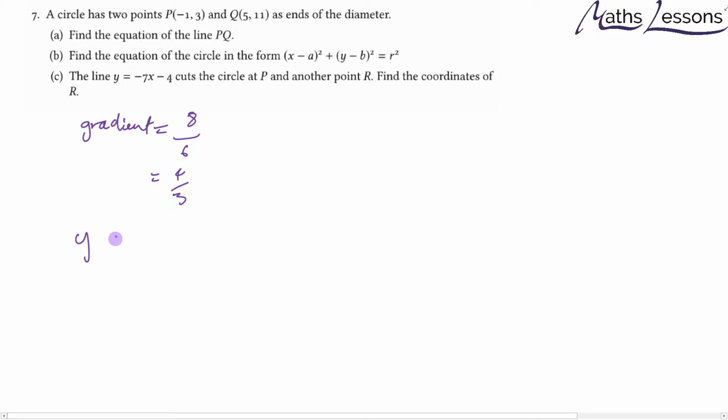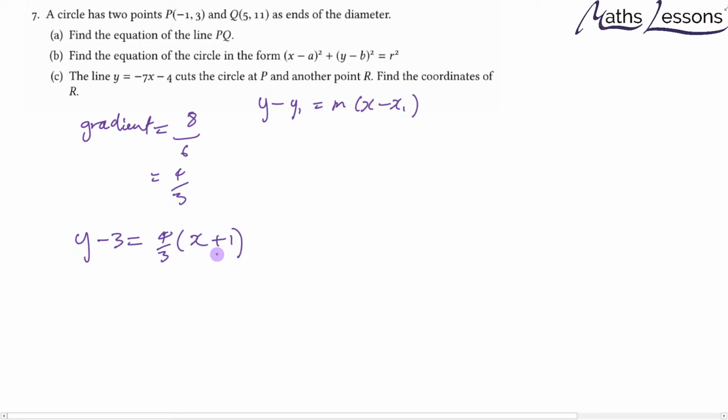If we use y minus y1 equals m times (x minus x1), that's the form you should use. It is the quickest way to get to the equation of a line. (x1, y1) is a point on the line, m is the gradient. Let's pick (-1, 3) as my point on the line. So y minus 3 equals 4/3 times x minus x1, and x1 is -1, so it's going to be x plus 1. And that's the equation of my line.